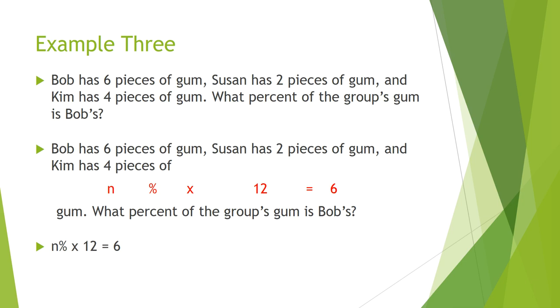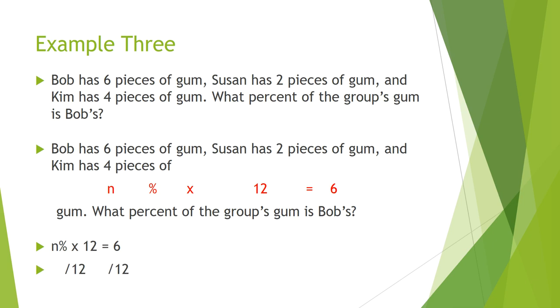Now in algebra, to undo multiplication, we divide. To undo addition, we subtract, and vice versa. So we're going to use the inverse, the opposite operation. So n percent times 12 equals 6. We're going to divide by 12 on both sides.